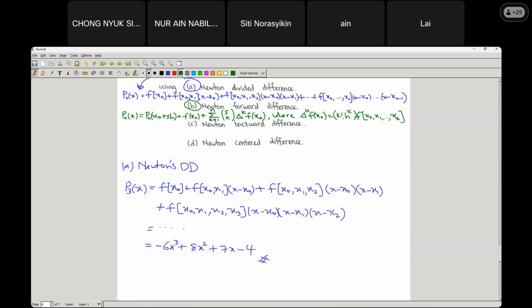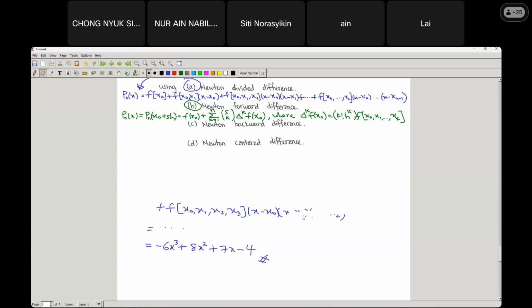So for part B, do you mind if I erase the solution here for part A, because I need some space to write the solution for part B.